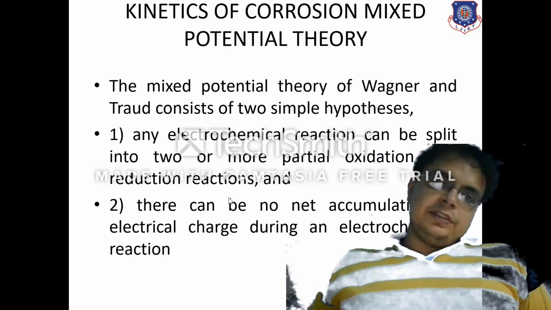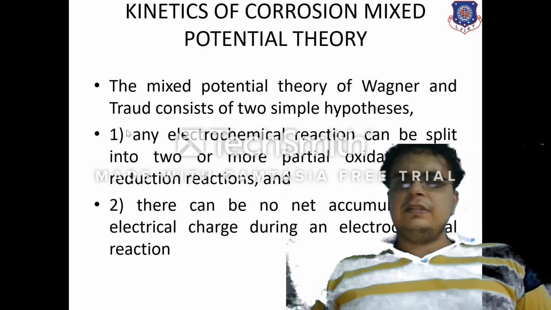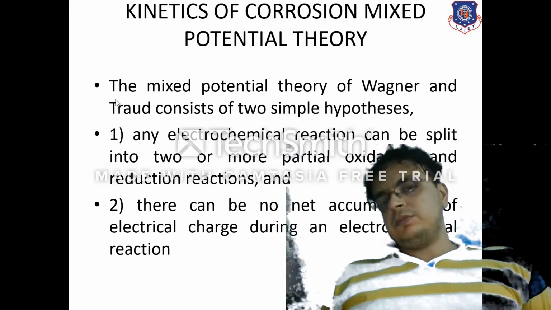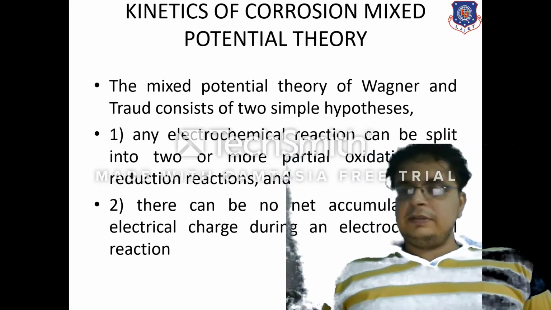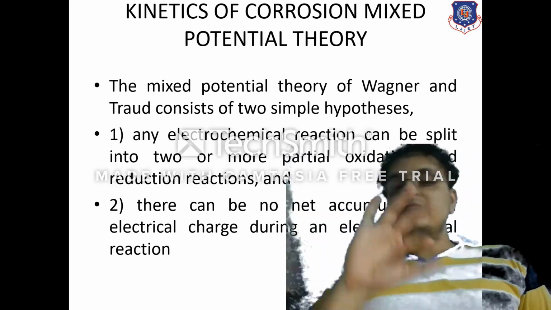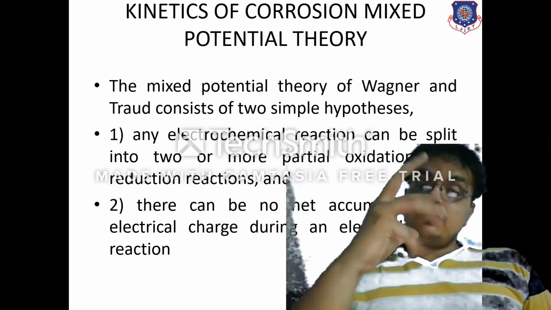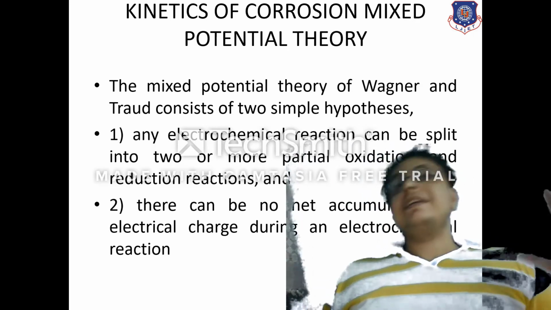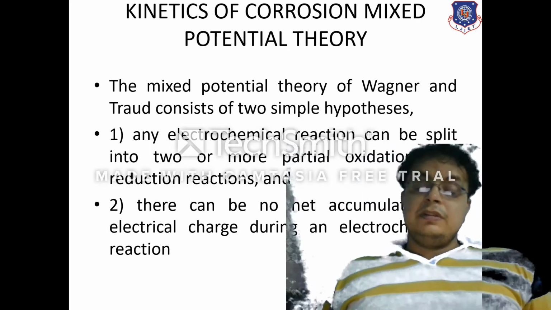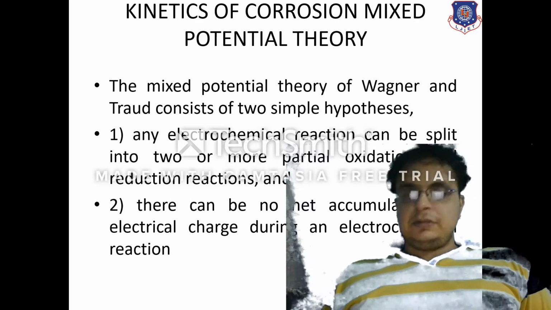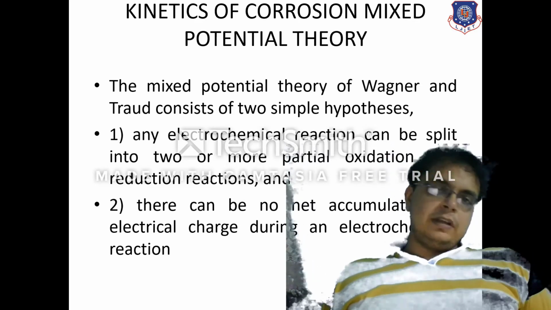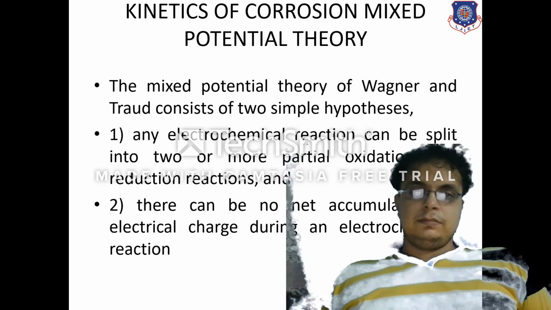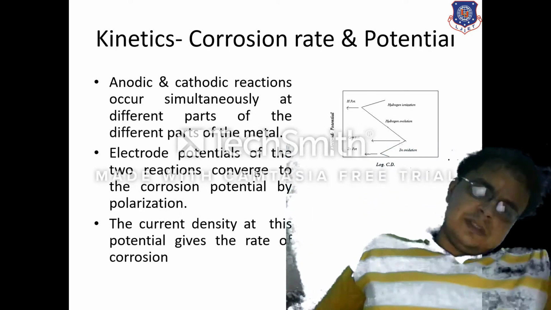Kinetics of corrosion and mixed potential theory. So let's discuss it. The mixed potential theory by Wagner and Traud consists of two hypotheses. The first hypothesis is that any electrochemical reaction can be split into two or more partial oxidation and reduction reactions, and the second is that there is no net accumulation of electrons in the electrochemical reactions. So these are the two assumptions of Wagner and Traud.